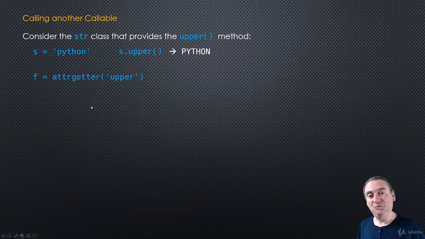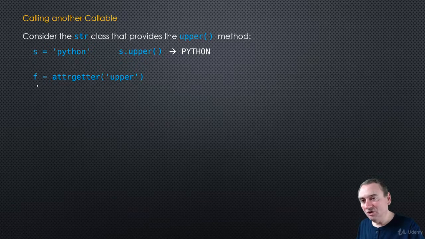Now, upper is an attribute, so we can get a hold of it using attribute getter, just like before, right? But attribute getter is going to return what? It's going to return the attribute upper, which is a method. So f is a callable. Remember, it can't really execute this yet. It's saying, okay, once you pass in the object, I will go and get upper for you. So f is a callable, but when you call f, it's going to return a callable because it's going to return the upper method, but bound to that object. It's going to return the upper method for whatever object you pass to f.